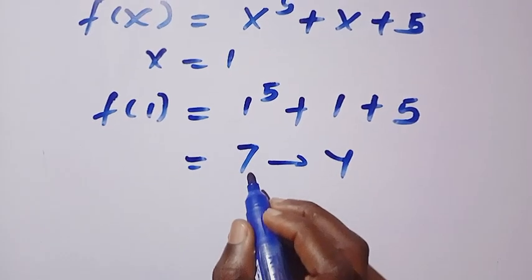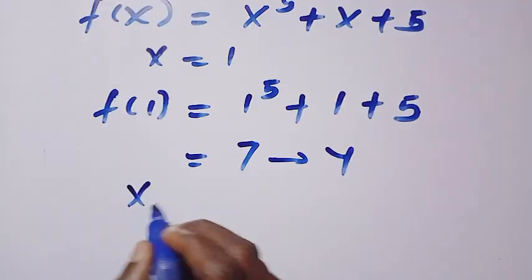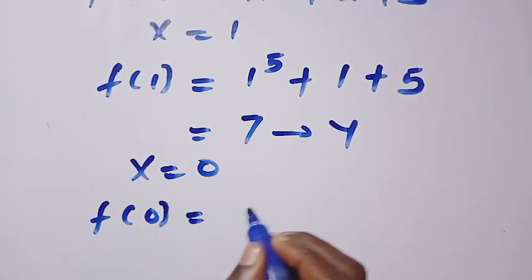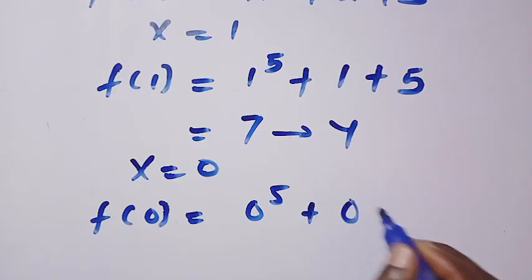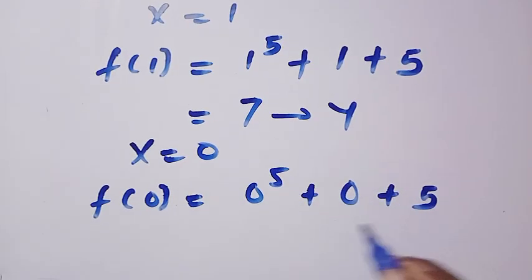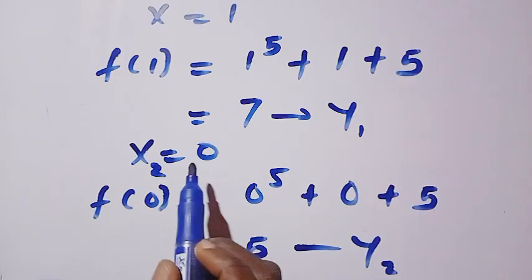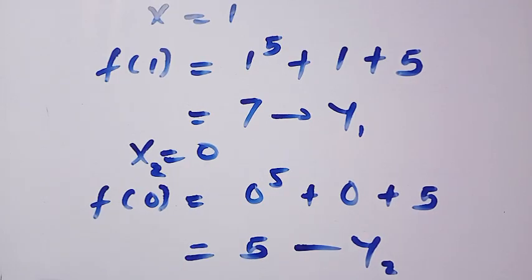If x equals 1, definitely y will be equal to 7, which is the highest limit. Then also, if x equals 0, we have f of 0 equals 0 raised to power 5 plus 0 plus 5, which equals 5, showing us that this is another y. If we call the first one x1, this is y1. If this is x2, this is y2. This shows that the initial limit is not the real limit. The original limits are 0 and 1.